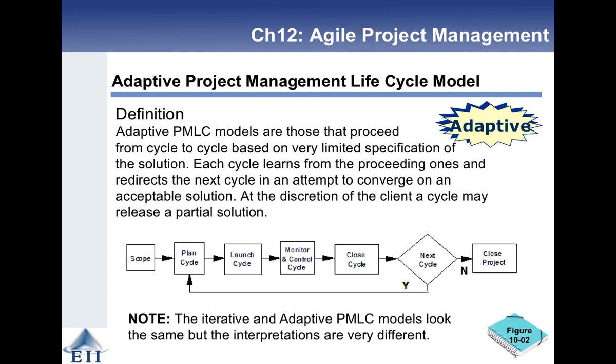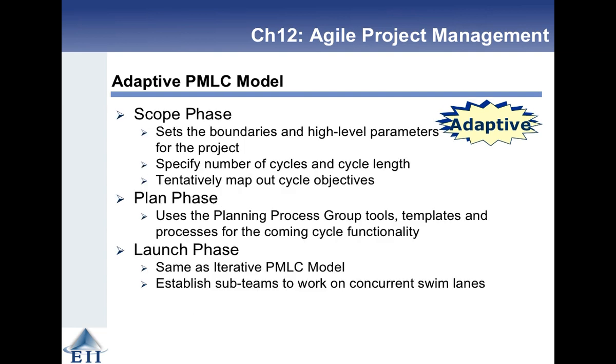The flow diagram for this looks very similar to the iterative version, but the implementation is quite different. Right, so with the scoping phase, you set the boundaries and the high-level parameters for the project. You specify the number of cycles and the length of the cycle, and you tentatively map out cycle objectives at a high level. During the planning phase, you apply the planning phase to just the upcoming cycle functionality. You don't do it for the whole product.